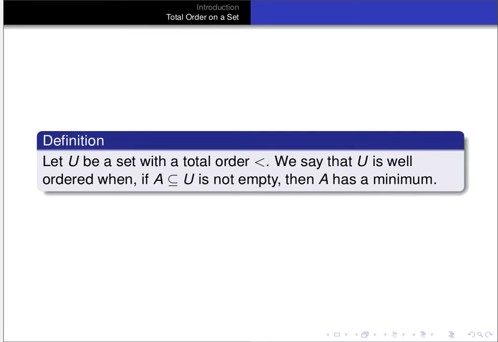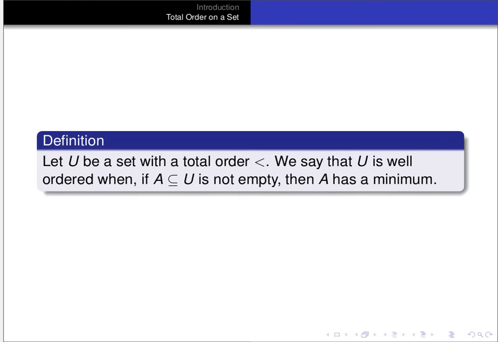Okay, one last definition here before we start talking about completeness. Let U be a set with a total order. We say that U is a well-ordered set when, if A is a subset of U and A is not empty, then A has a minimum. So well-ordered says that every non-empty set has a minimum.